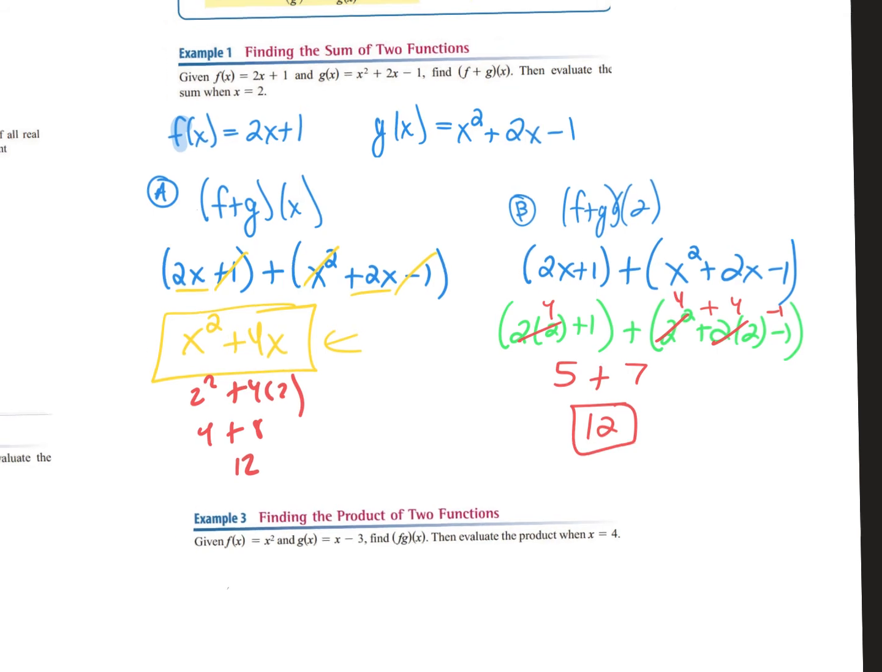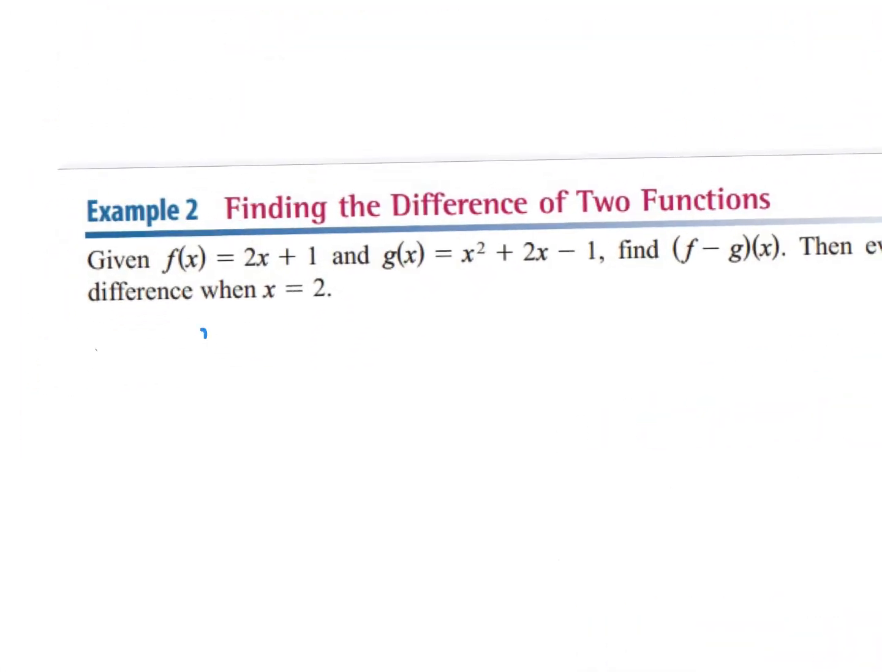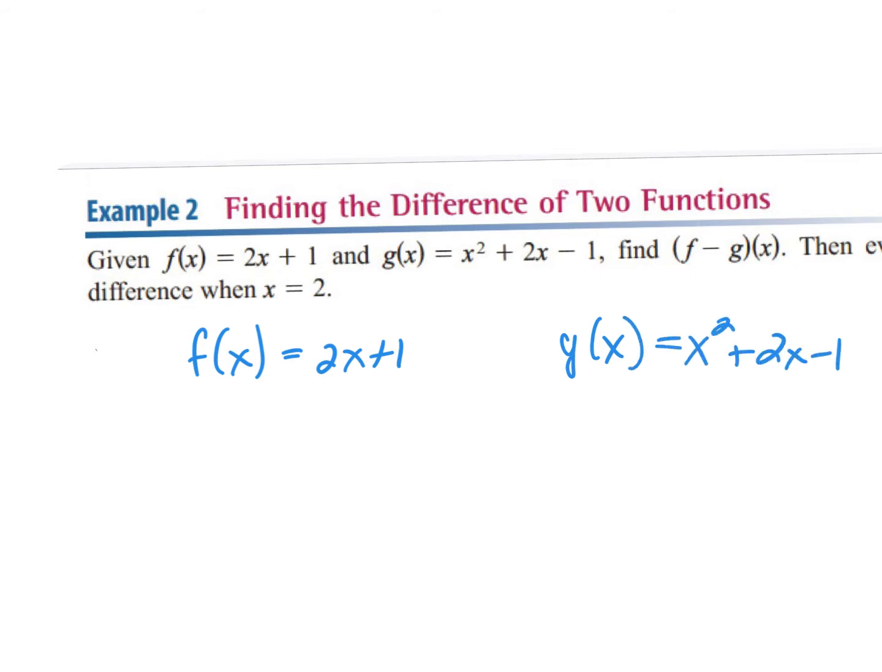Like an example 2 is over here, correct? They gave us the same functions. F of x, 2x plus 1. G of x, x squared plus 2x minus 1. How is this question different? It's subtraction. All right, this changes the game a little bit. Why does this change a little bit? Now you have to distribute a negative sign. This is why I think it's best to combine your function first.